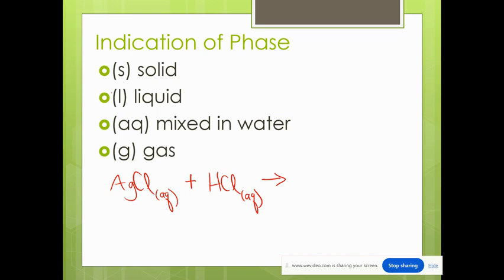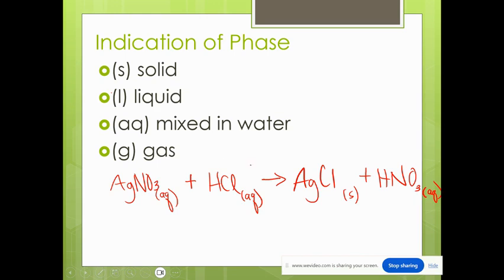Then we ended up, no, we didn't start with that. We started with nitrate, didn't we? We formed this. Sorry, that formed a solid here. And then the H formed nitric acid with a nitrate, and acids are always aqueous. Okay, so they just swap partners. Do you see that? The silver goes with the chlorine, the hydrogen goes with the nitrate. But remember, your cations are always listed first. Your positive ions are always listed first.